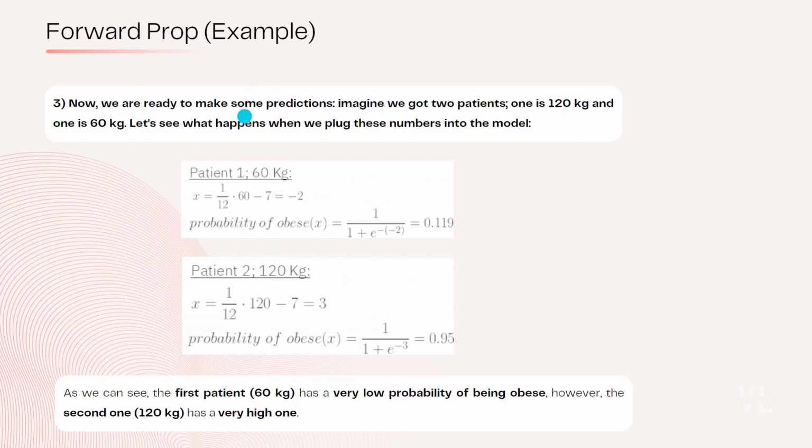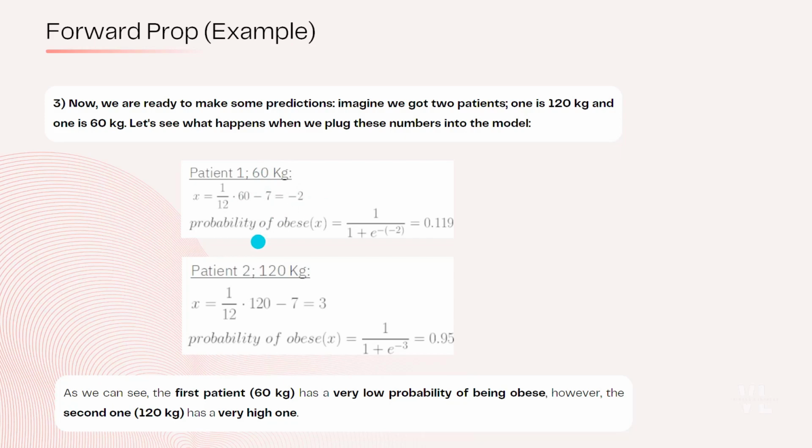Now we're ready to make some predictions. Imagine we got two patients. One is 120 kilograms and one is 60 kilograms. Let's see what happens when we plug these numbers into the model. So we already have the weight and the bias. Now, given the weight of the patient as 60, we can use the equation to get the output of -2, simply by replacing 60 and putting it inside our linear regression algorithm.